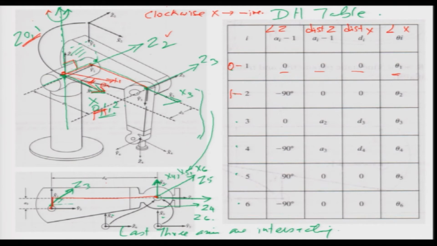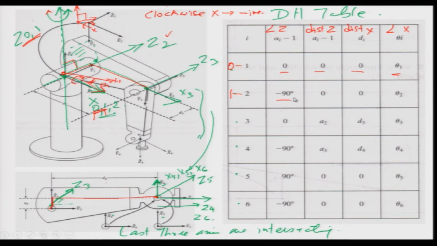So, clockwise rotation about the x axis is taken as negative. If you can imagine, Z1 was in this direction, and it has gone in that direction. So, it has rotated by 90 degrees clockwise about the x axis. This is my x axis, and it is rotating clockwise about the x axis and becoming Z2. Because the rotation is 90 and it is clockwise, it is taken as minus.